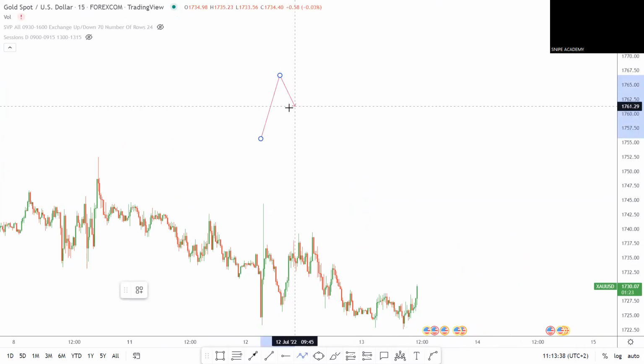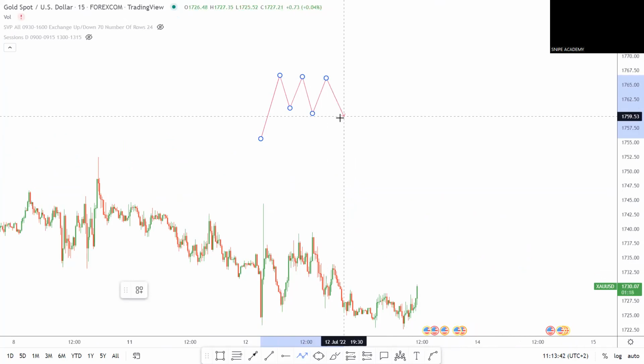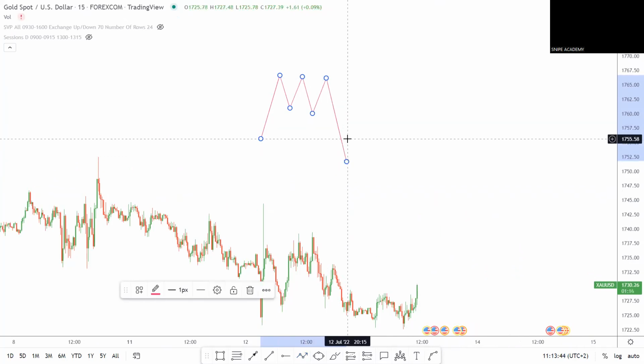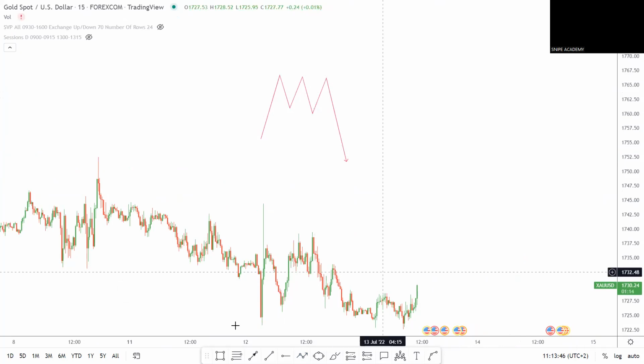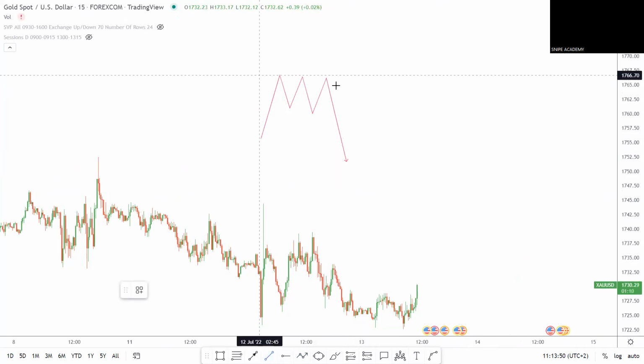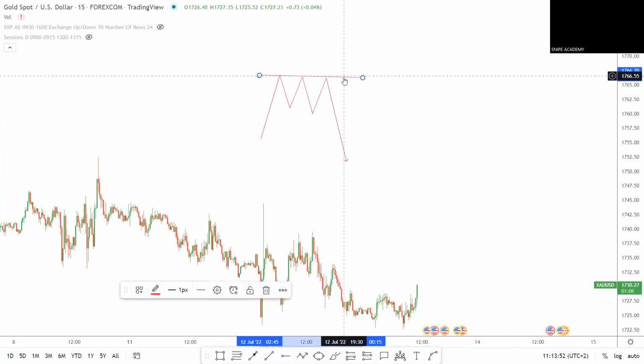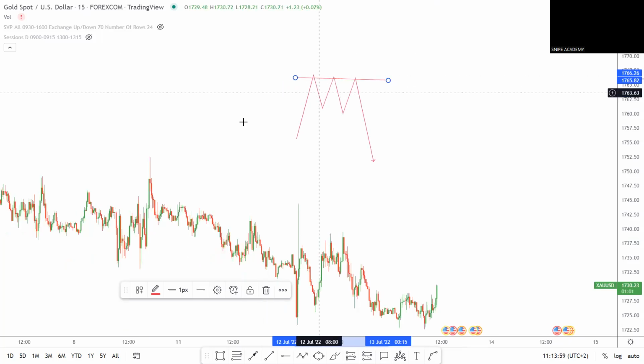A support is when price fails to break above a certain price. Sorry, a resistance is when price fails to break above a certain price. For example, here, price is failing to break above, as you see on the right side, 1765. This means this is our resistance.